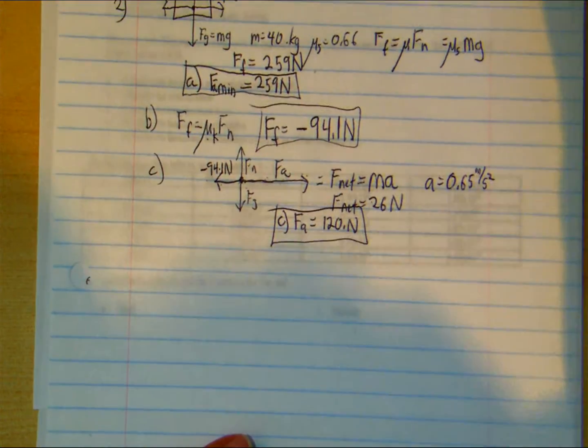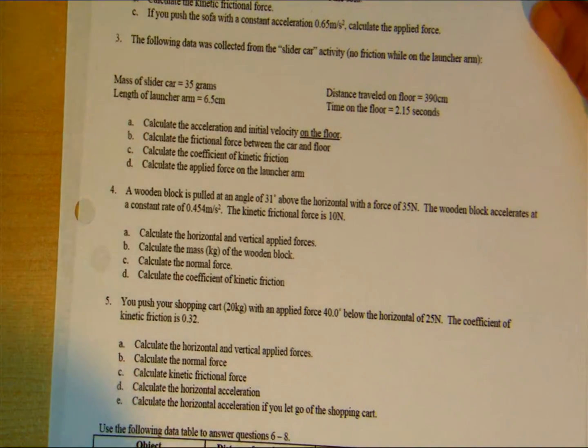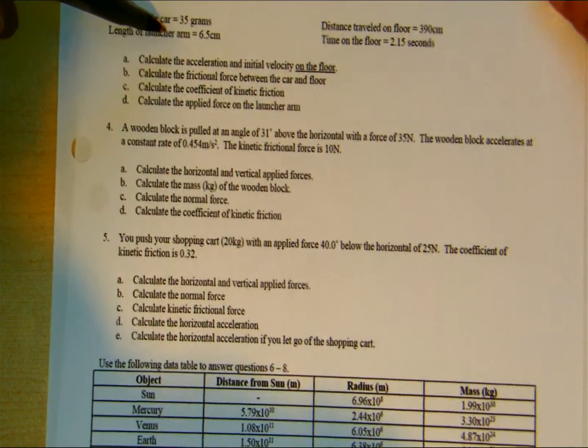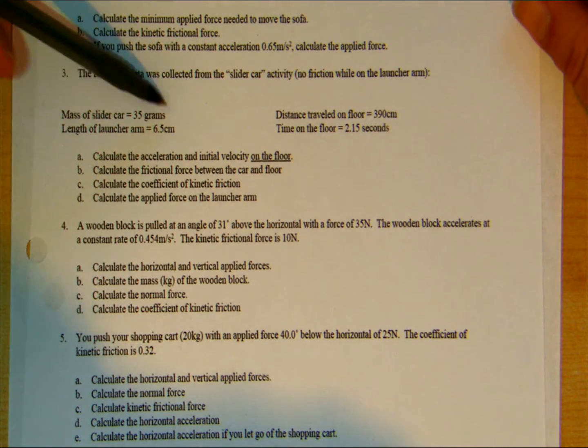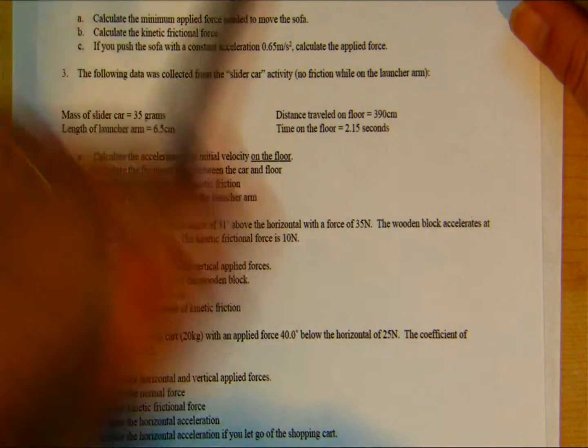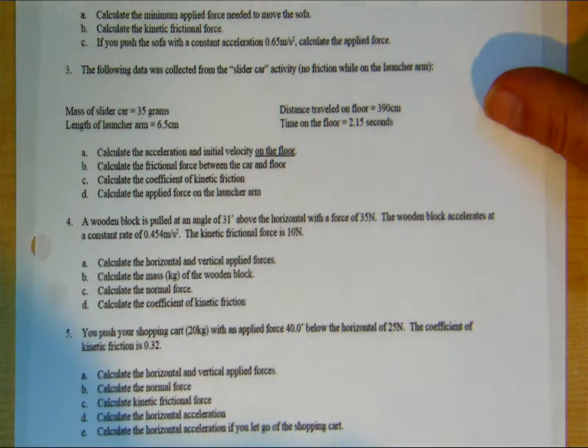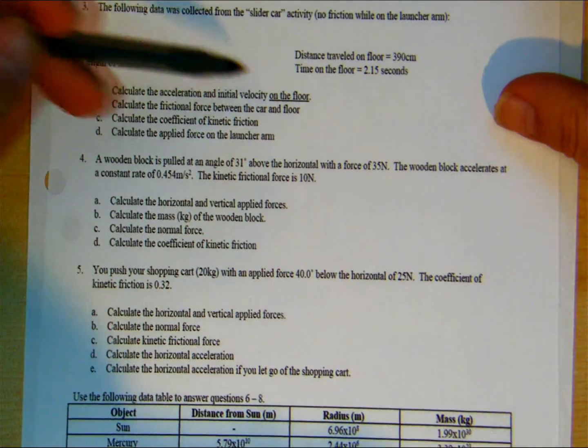problem 3. The following data was collected from the slider car activity, no friction while on the launcher arm. The mass of the slider car was given as 35 grams, length of the launcher arm 6.15 centimeters, distance traveled on the floor 290 centimeters, time on the floor 2.15 seconds. Part A, calculate the acceleration and initial velocity on the floor.